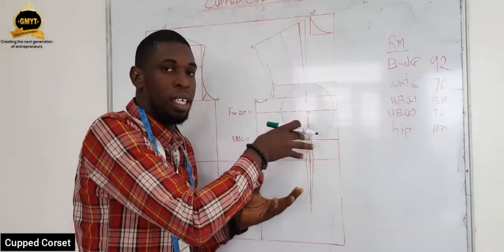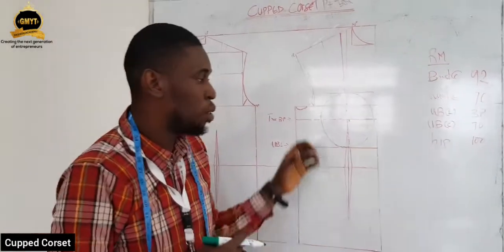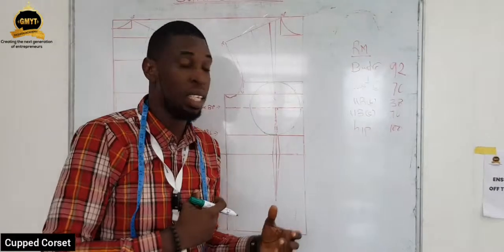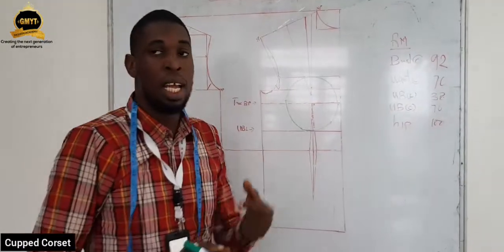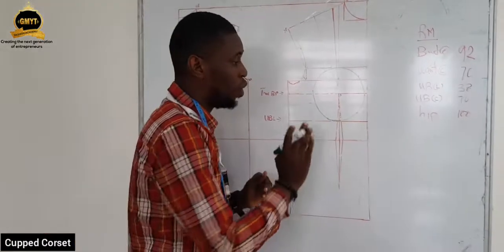Your cup must not exceed what you have here, but it must be inside what you have here. So the first thing now is to create a dart for the cup. We have two dart placements for the cup part, which is the straight dart and the side dart. Those are the two dart placements we have for the cup part.